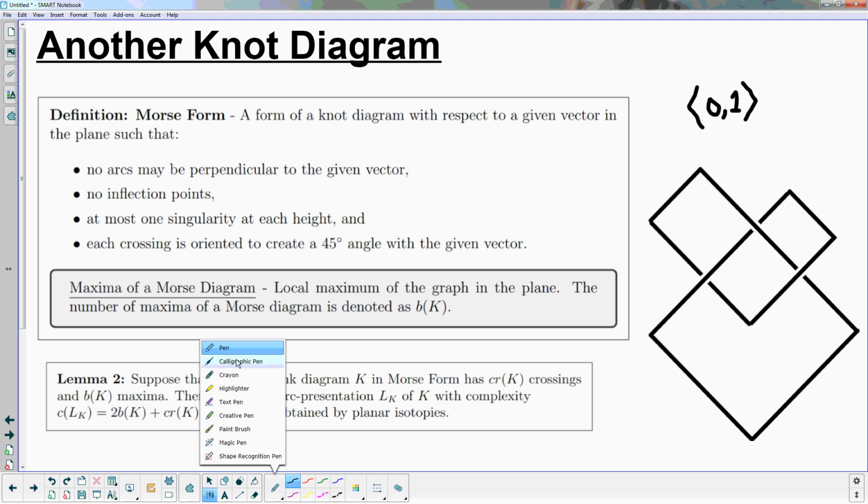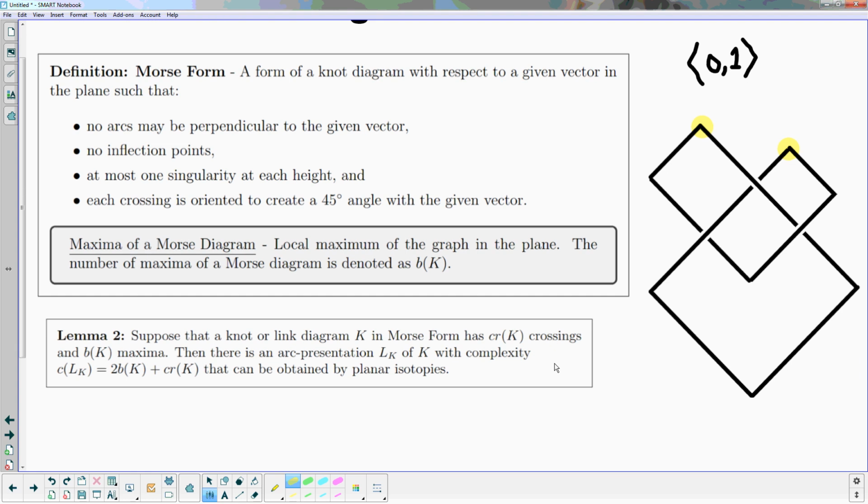Then one of the other big things that's covered is the maxima of a Morse diagram, or we can think of the number of maxima. That's what we're looking at here. And it's how we think of it back in calculus, the number of local maxima of a knot. In this case, there's these two right here that you think about a neighborhood around the point, and I'm sure you could get to sigmas and deltas if you want to. I don't really feel like it here.